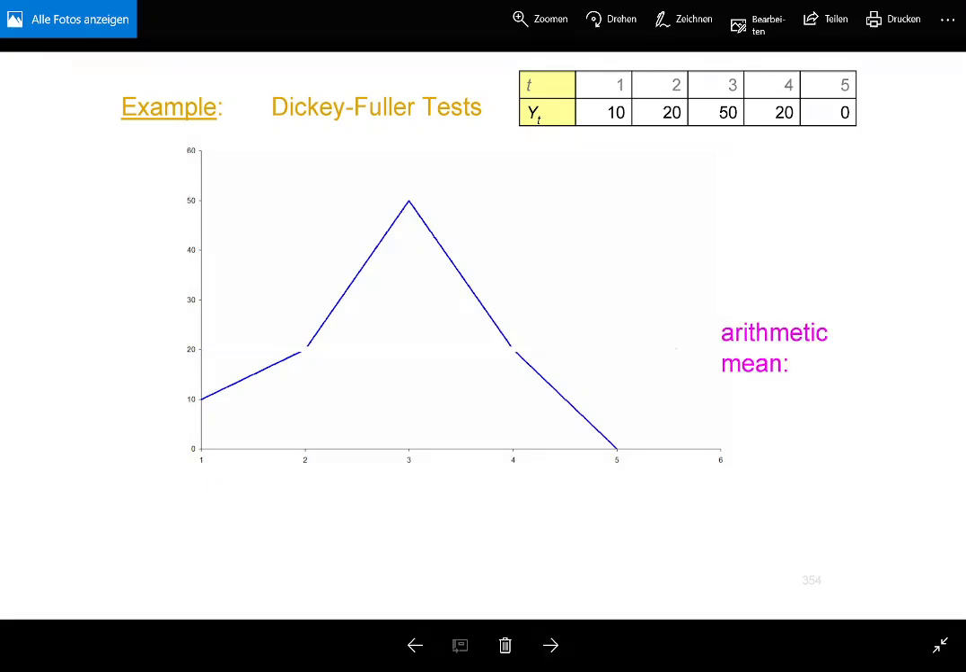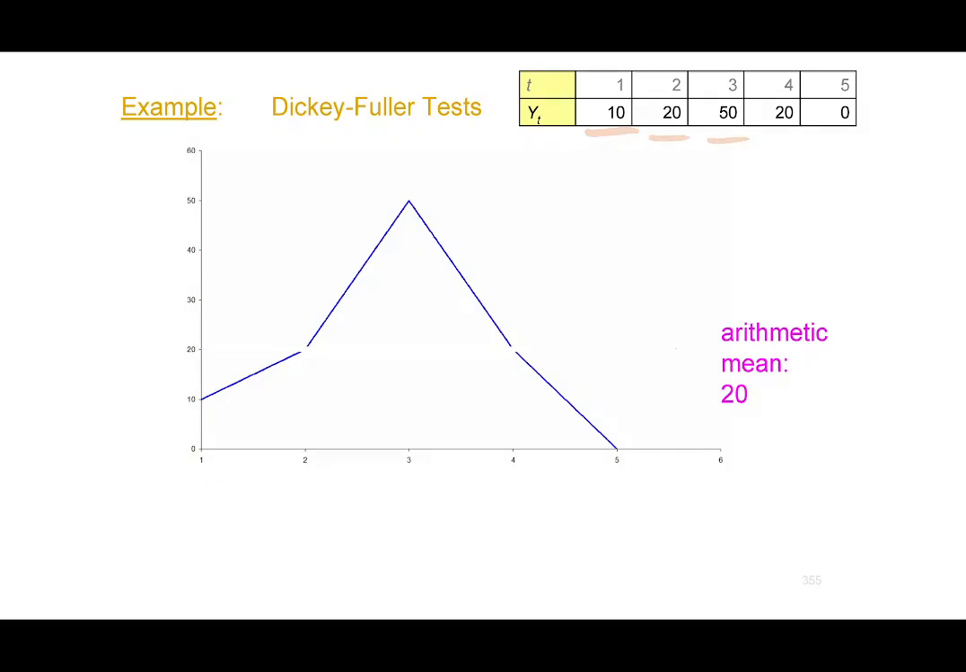But the first thing that I did is consider the arithmetic mean. 10 plus 20 plus 50 plus 20 plus 0 is 100. 100 divided by 5 is 20. That should be clear. So the arithmetic mean is here. This means, guys, that if the process is stationary, it's probably not around a 0 mean. You understand what I'm saying?